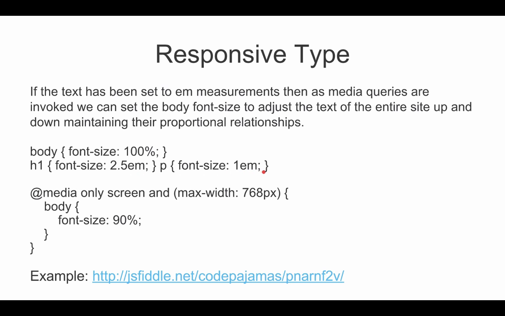So in this case, I write a media query at media for only screen devices, where the device's maximum width is 768 pixels. I would like to select body elements and change their font size to 90%. So here inside the media query, we've changed the font size from 100% to 90%. Now, even though we're setting our text to be 10% smaller here, because we set all of our typography using ems previously, we're still maintaining this relationship of H1s being 2.5 times larger than paragraphs.